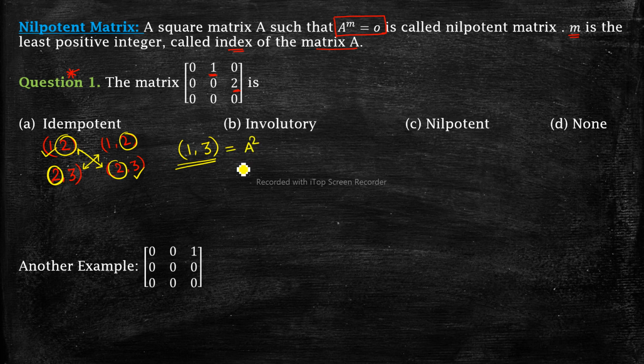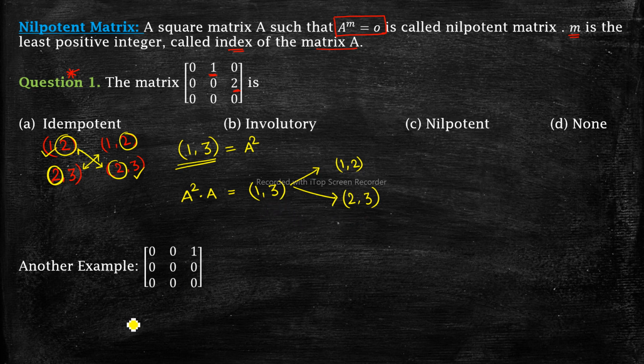Now A square is not a null matrix, that means we cannot say it is an involutory matrix, but we can proceed to the next step. So we'll go one more step, and now we are looking for A cube. If we want A cube, that means with A square we have to multiply A. Are you getting my point? We already have A square at place 1 comma 3. So now we have to multiply this by 1 comma 2, and another one by 2 comma 3, because these are the elements of A, 1 2 and 2 3.